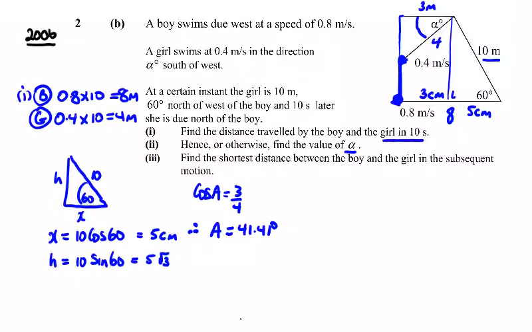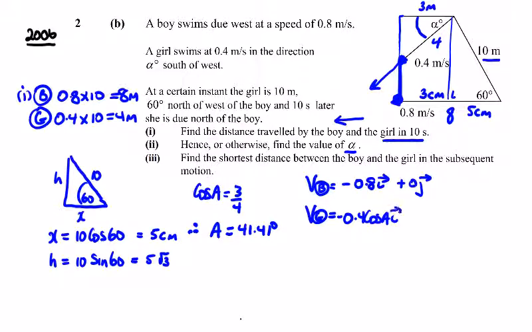So we need the velocity of one and the velocity of the other and the relative velocity. So let's look at the velocity of the buoy first. The buoy is just moving west in this direction at a speed of 0.8. So the velocity of the buoy is in a minus I direction, minus 0.8 in the I direction, plus 0 in the J direction. The velocity of the girl, she's traveling at 0.4. She's going in a negative direction. The girl down in this direction. Negative 0.4 cos A in the I direction. Negative 0.4 sine A in the J direction.